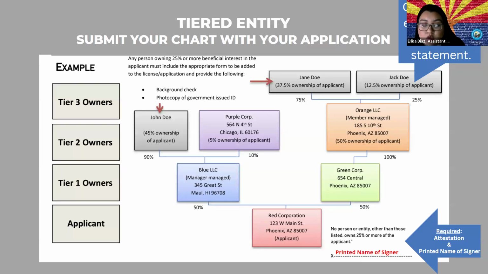So if you look at that red corporation, that is our applicant. If your applicant, the company you're applying under, is owned by another company, this is where that tiered entity chart begins. So we look at who else owns that company and how much percentage, and also who will own the company above that. It does get a little confusing when you're looking at multiple companies owning one, but this is a structure that we look at as an example of what a tiered entity chart would look like.